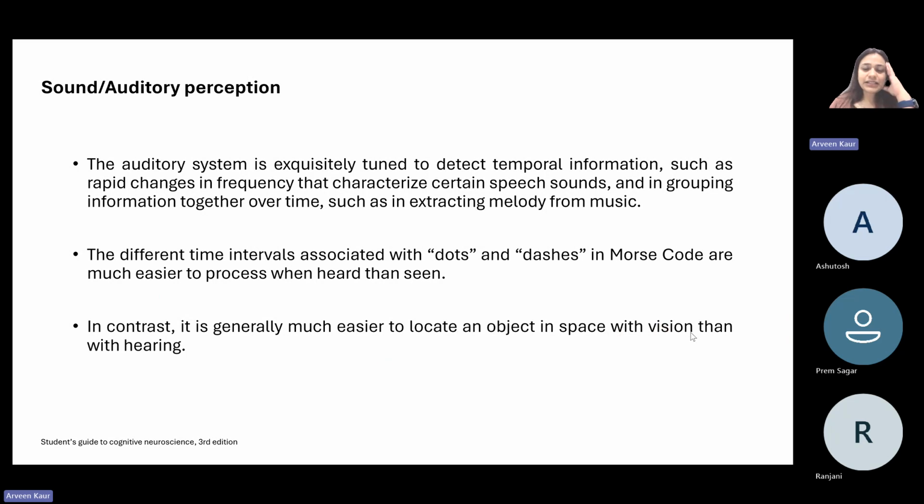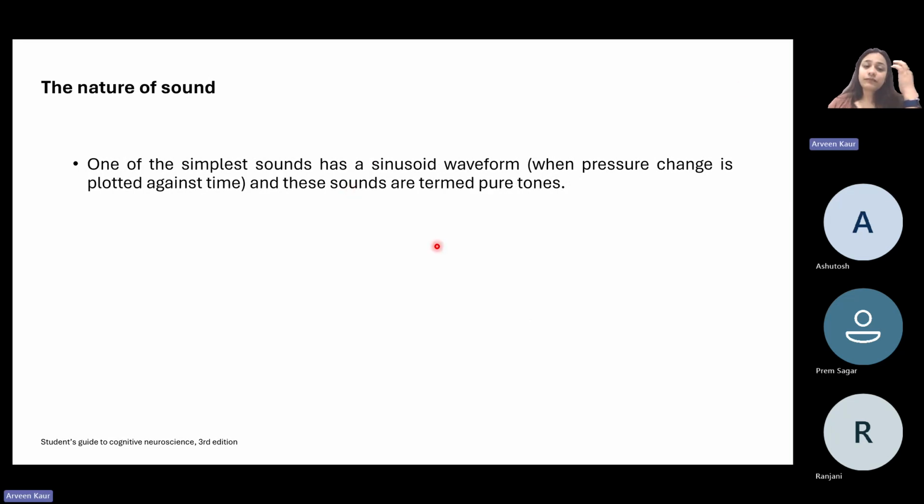In contrast, it is generally much easier to locate an object in space with vision than with hearing, right? So if I close my eyes and try to hear, oh, I hear a familiar sound, okay, I'll be drawn towards that sound rather than just opening my eyes and seeing where that particular noise or sound is coming from, right? So spatial information wise, our vision is better tuned, right?